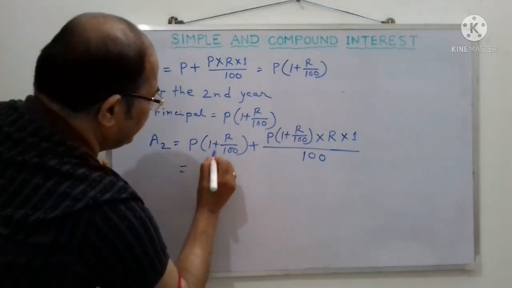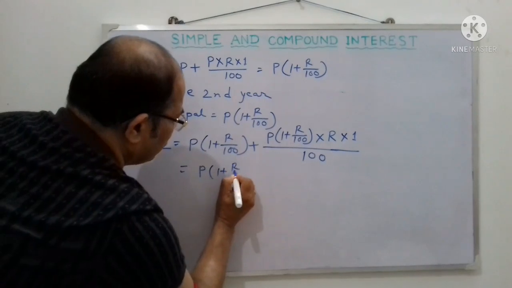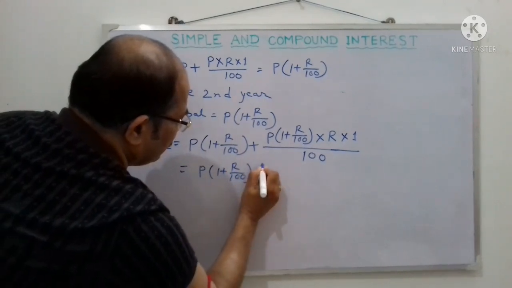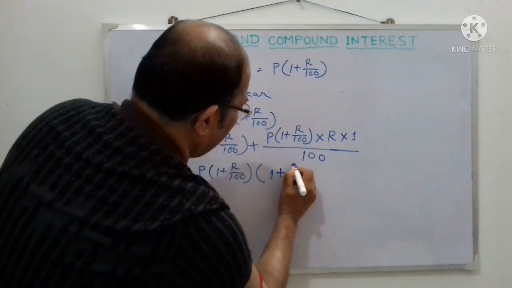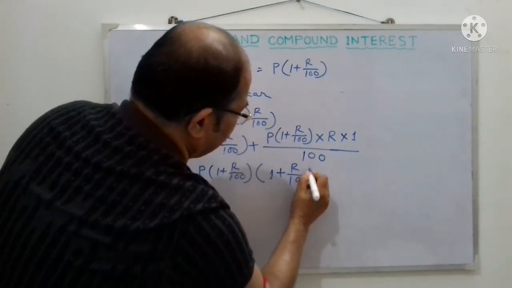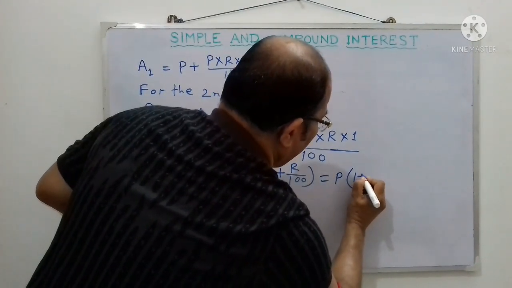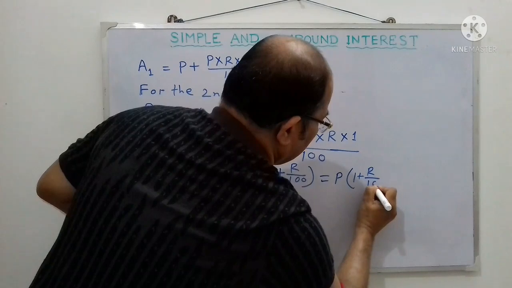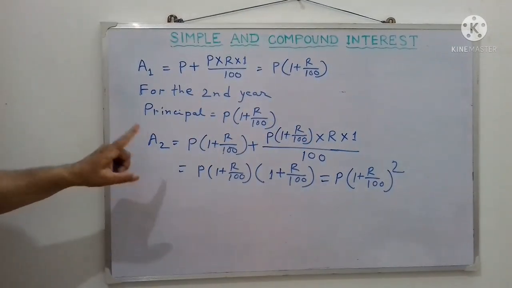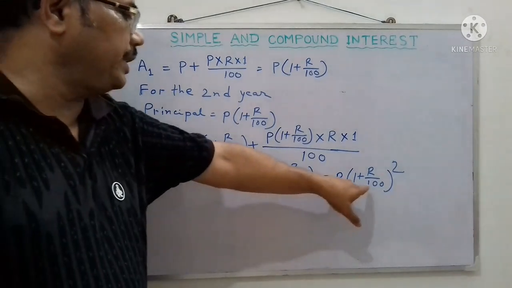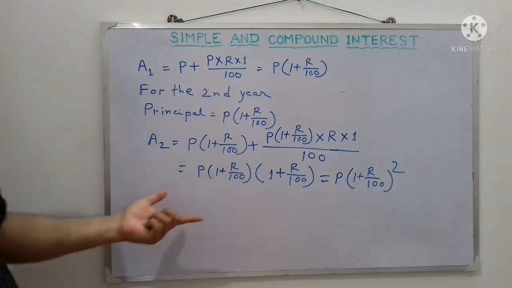If we take P into 1 plus R by 100 as common, within another bracket we will have 1 plus R by 100. That means P into whole square of 1 plus R by 100. So after the second year, the amount will be P into 1 plus R by 100 whole square.